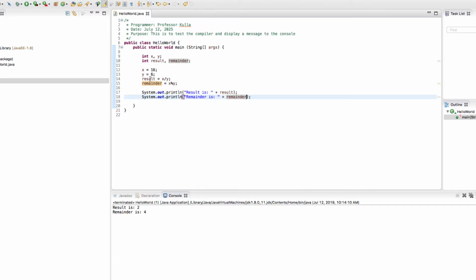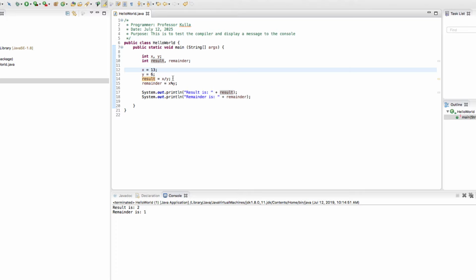The remainder is 4. And this symbol, this percent symbol, is called the modulus. And we would typically read it off as saying x mod y. Most people are not going to say x modulus y. They'll say x mod y. And it's finding the remainder. So if this was 12, the result would be 2 because 6 goes into 12 2 times. And the remainder would be 0 in this case because there is no remainder. It went in evenly. And if I run it, I see that the result is 2 and the remainder is 0. If this were 13, the remainder would be 1, and so on.